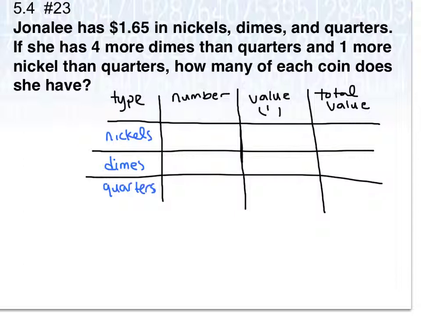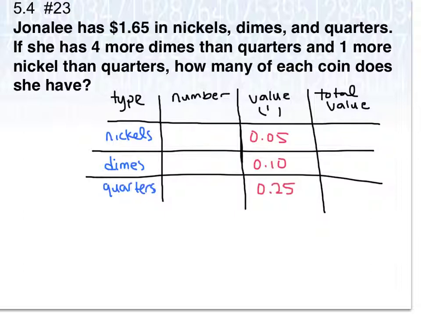And just like with any coin and ticket problem, I always make sure I fill in the value part first. It helps me gain my confidence. So nickels are worth 5 cents, dimes are worth 10 cents, and quarters are worth 25 cents.